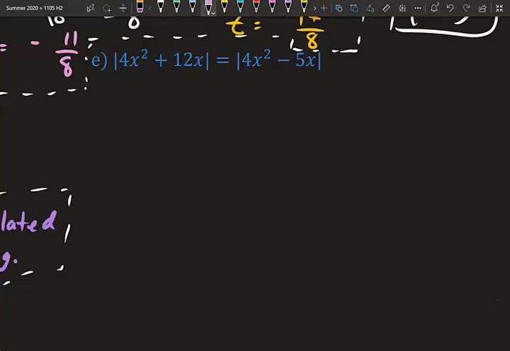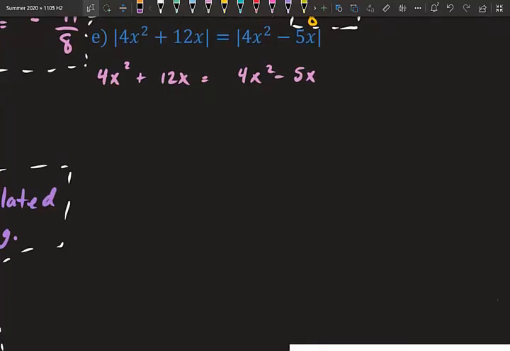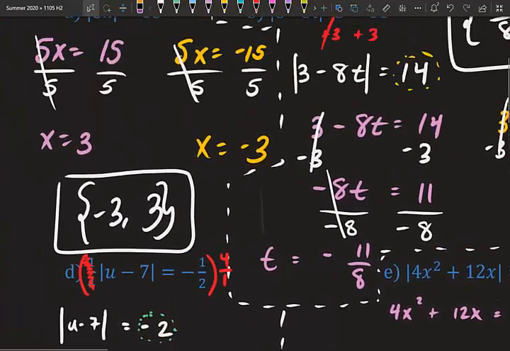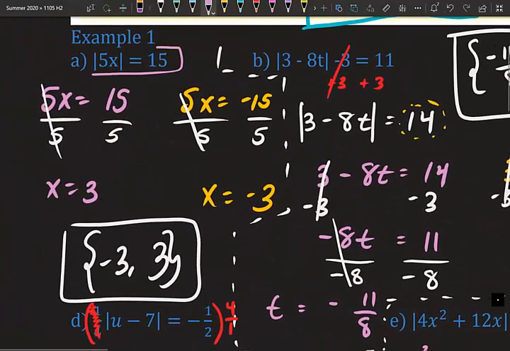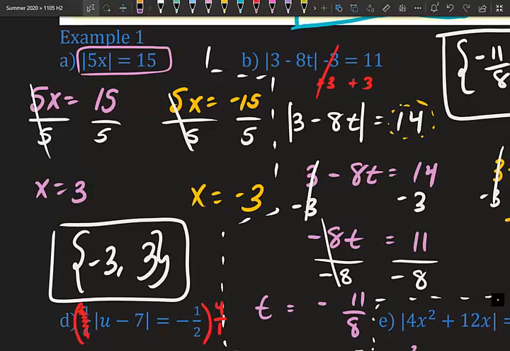The first one looks exactly the way it is, just no bars. So we have 4x squared plus 12x equals 4x squared minus 5x. So the first one is exactly the way it is, no bars. Just like Part A. The first one is exactly the way it's written, just no bars. And that's what we did.